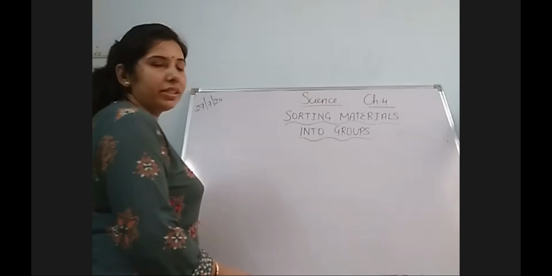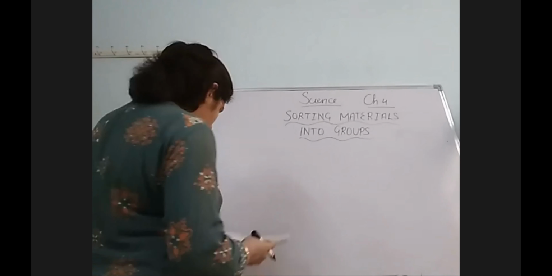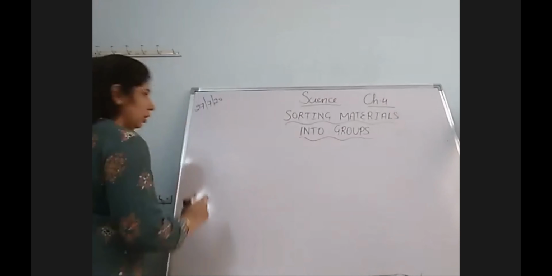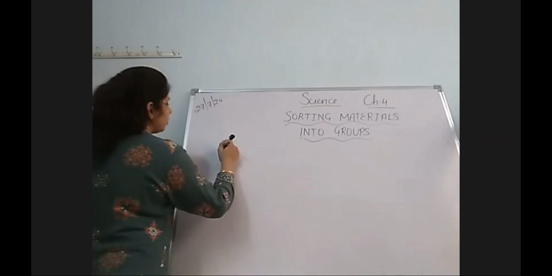Okay, ma'am. Okay, so now we are going to activity number 1 and 2. You guys have to do by yourself. This is your homework for today. Okay. Now let's discuss about different criteria, right? An object.